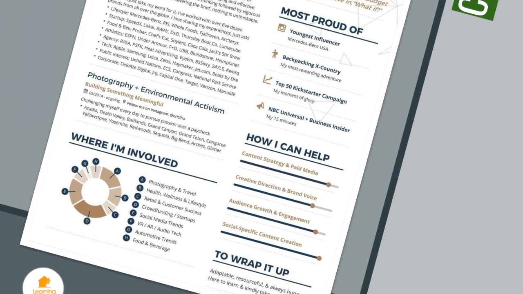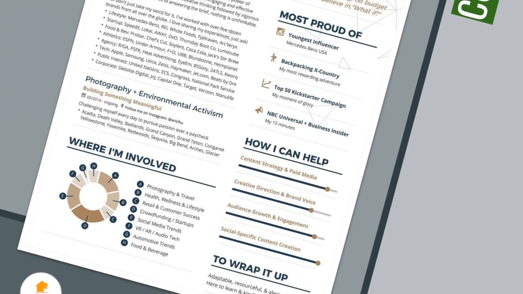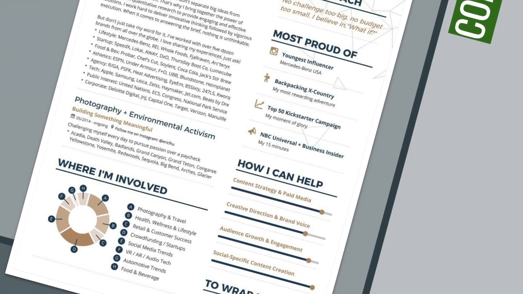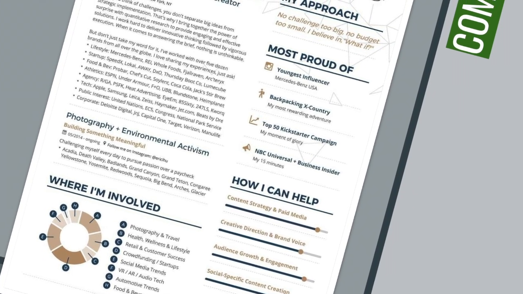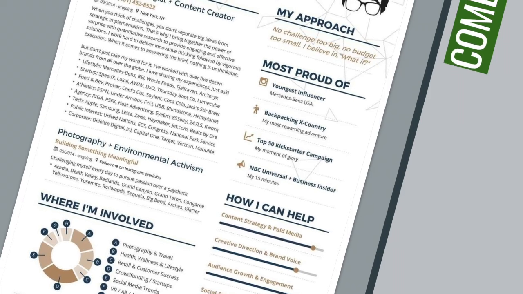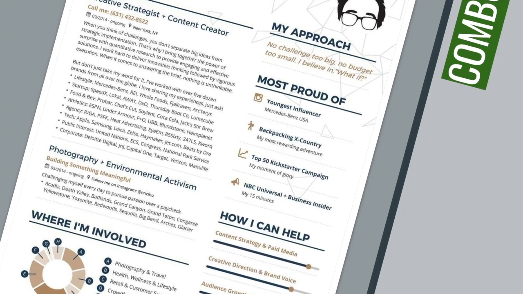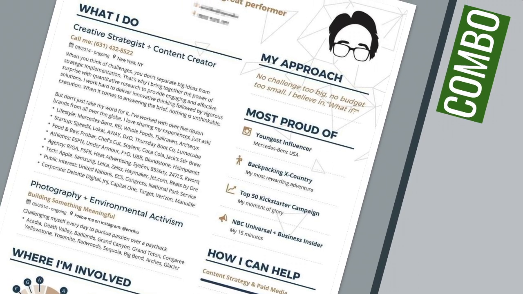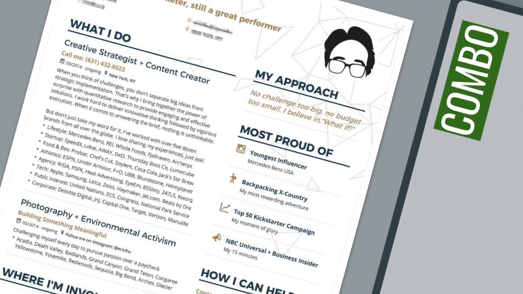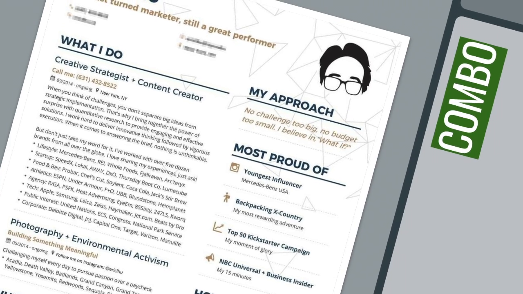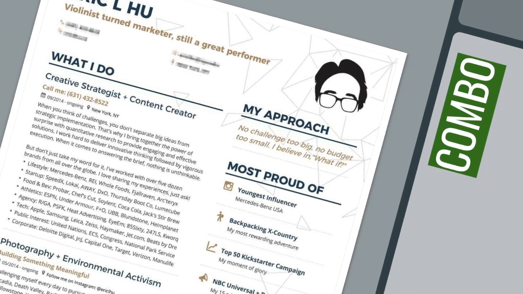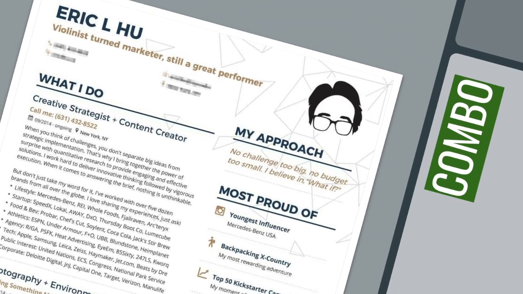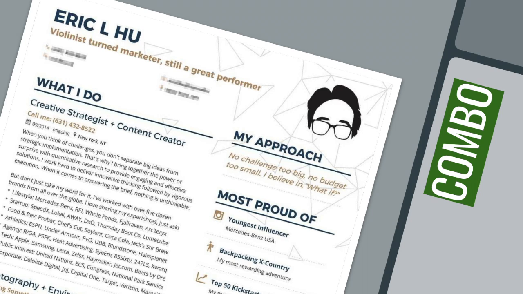This is Eric's. You can see that it's visual, but there's also some bullets. It's very easy to figure out who Eric is and what he is doing. You see at the top there's that subtitle: violinist turned marketer, still a great performer. So even reading that, what do we know about Eric? He's a musician. He's now in advertising. He's creative. And even the way this looks visually emphasizes that. It's almost like proof that he is who he says he is.